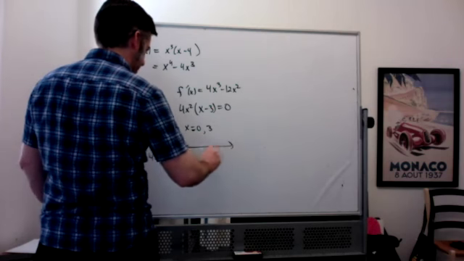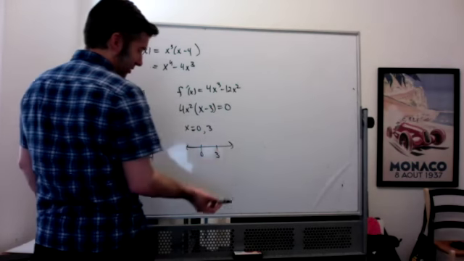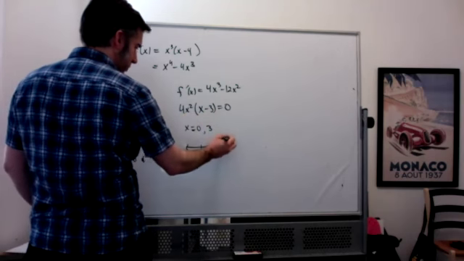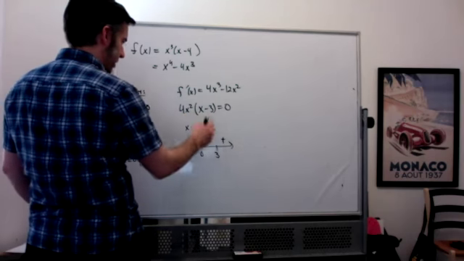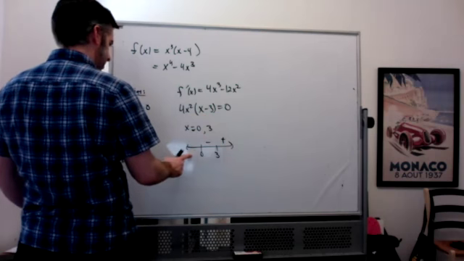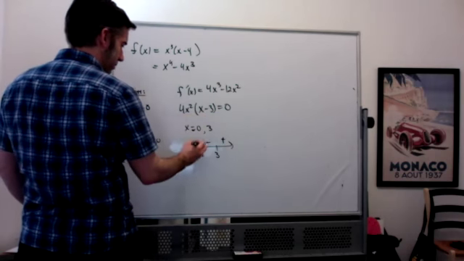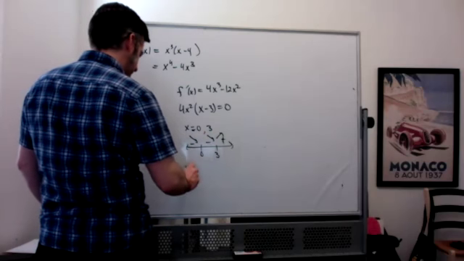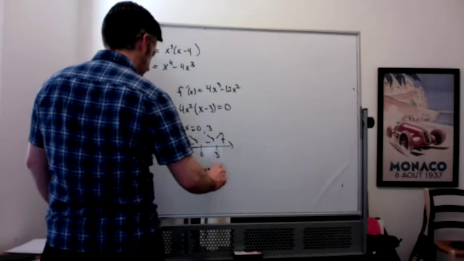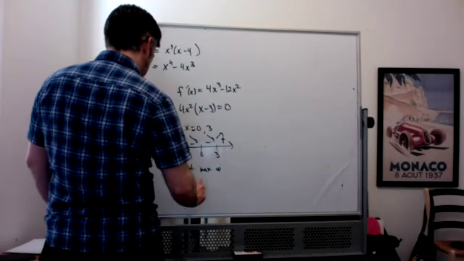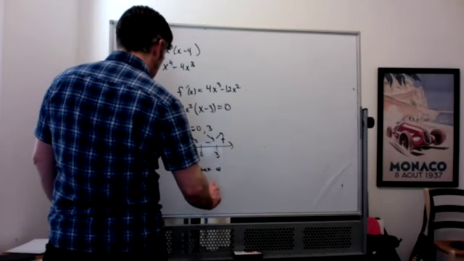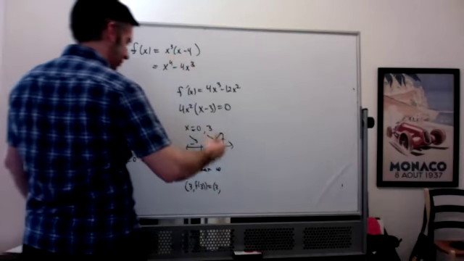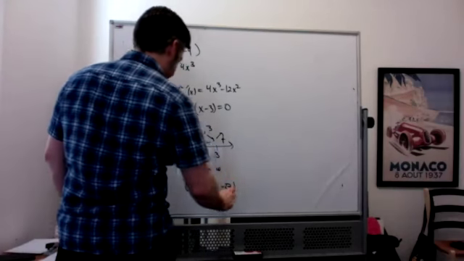First derivative test also tells you where it's increasing or decreasing. Pick a number larger than 3: positive, positive. Between 0 and 3: positive, negative. Left of 0: positive, negative. So it's decreasing, decreasing, increasing. We have a relative minimum at the point (3, f of 3), which would be 27 times negative 1, so negative 27.